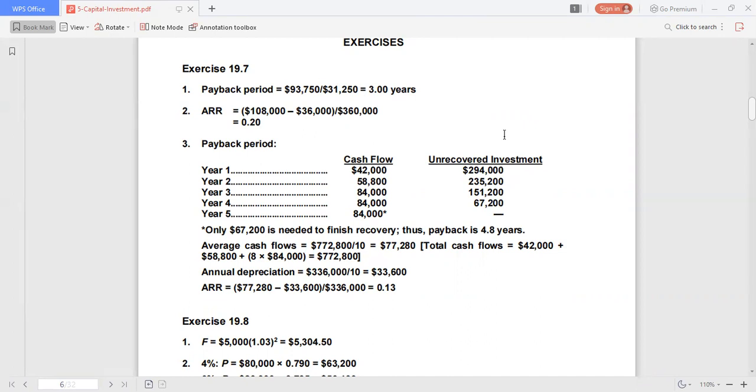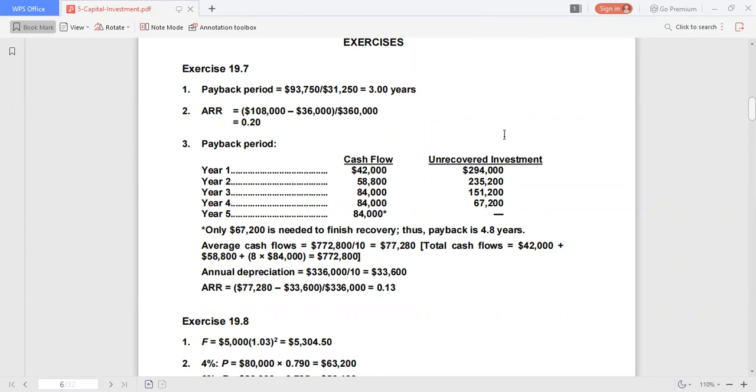In number 3, we now have the payback period computed, and this time the cash flows are not uniform. Year 1 is 42,000, year 2 is 58,000, then years 3 up to year 5 is 84,000, and even up to year 10. So the unrecovered investment for year 1 is 360,000. We deduct the cash flow 42,000. So the unrecovered is 294. We deduct 58. It's still 235.